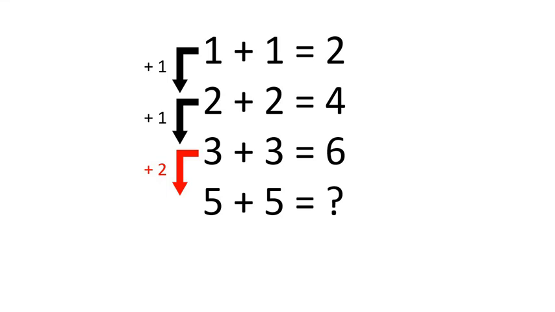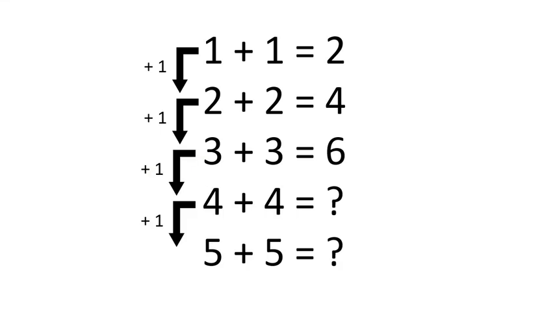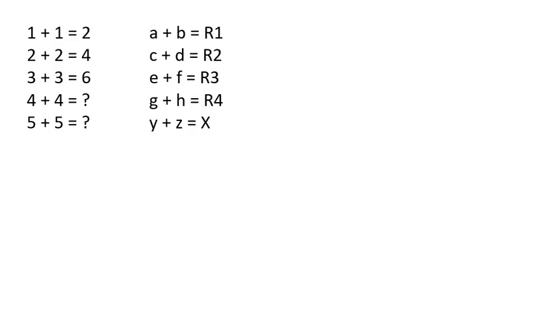But how to solve this culprit? Well, as we can see, from 1 to 2 is plus 1, from 2 to 3 is plus 1, and from 3 to 5 is plus 2. In this case, it's very simple. We just squeeze in the 4 plus 4 between the third and the fourth equation, and we restore the logic pattern to plus 1. And now let's see what happens with our new set of equations.